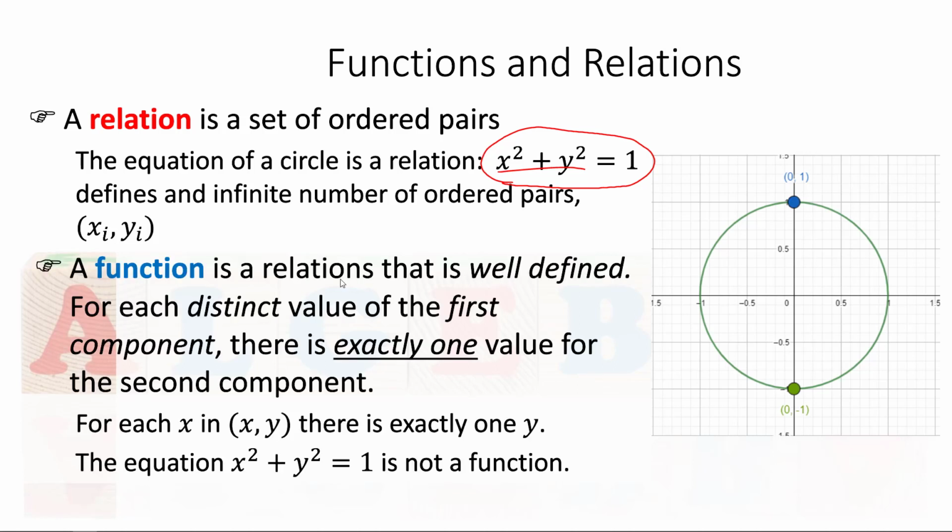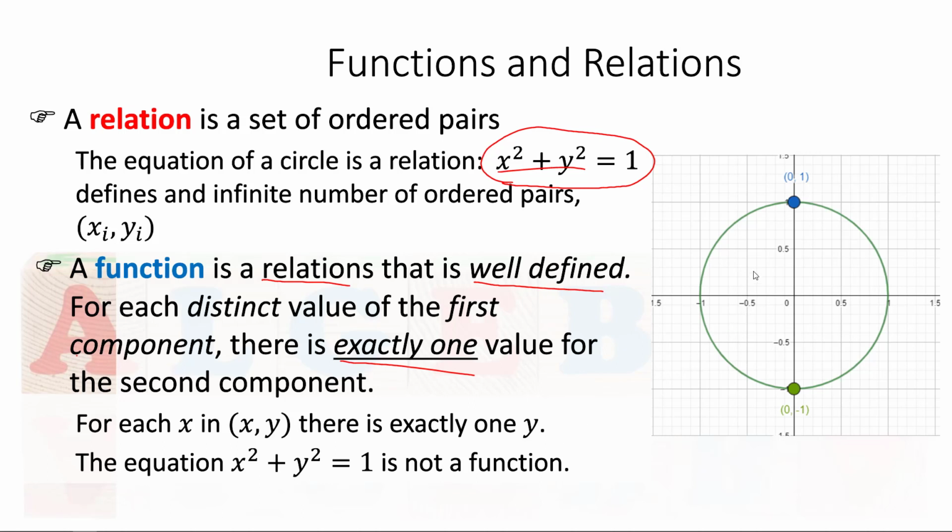What is a function? Well, a function is a relation, so it's a set of ordered pairs. But it is a set of ordered pairs that is well defined. And what do I mean by that? What that means is for every single value of the first component, or more importantly, for every single input, there is exactly one output, or exactly one value for the second component. You cannot have two outputs associated with the exact same input.